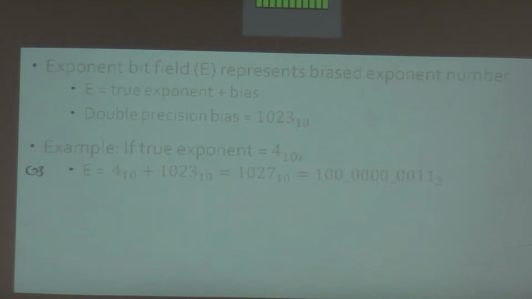So say if the exponent is all zeros except for the last bit, we'll elaborate why. There's special values if the exponent field is all zeros or all ones. You can get a full range of, I believe, negative 1022 to positive 1023 with the double precision. So without the bias, you wouldn't be able to get that full range.